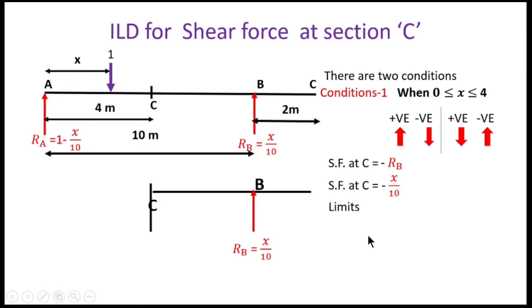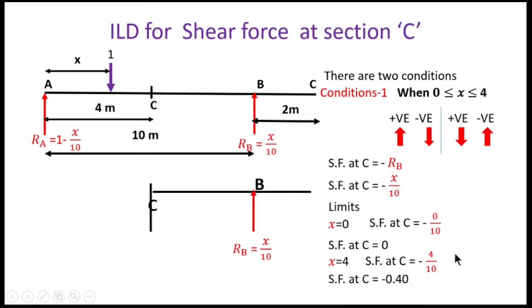Then put the limit here. x is equal to 0. What is the shear force at C? So put this 0 in this equation. x is equal to 0. So shear force is equal to minus 0 by 10. So shear force is 0. Then next put the limit x equal to 4. What is the shear force at C? Shear force is equal to minus 4 by 10. So the shear force at C is equal to minus 0.4.